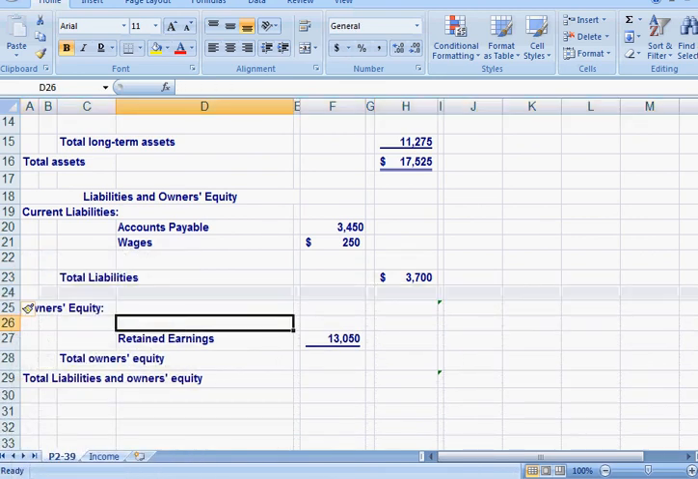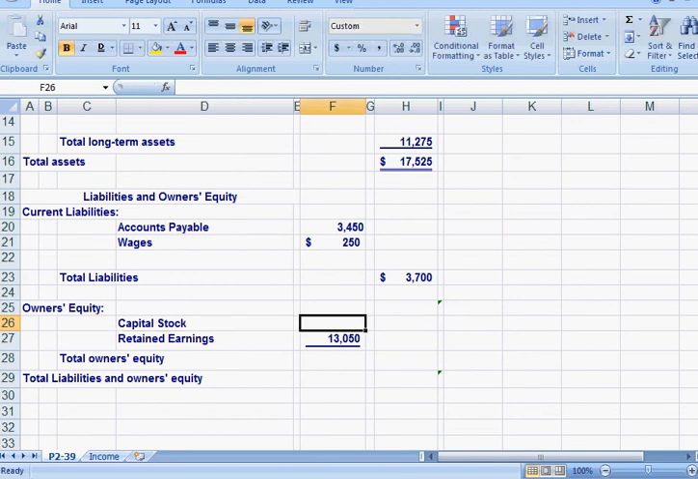All right, so our last thing, let's go ahead and insert a spot. Remember we talked about in class, owner's equity is only made up of two accounts, capital stock and retained earnings. We figured our retained earnings when we completed our income statement. So capital stock is $775. So then if we add our total owner's equity, it'd be $13,825.